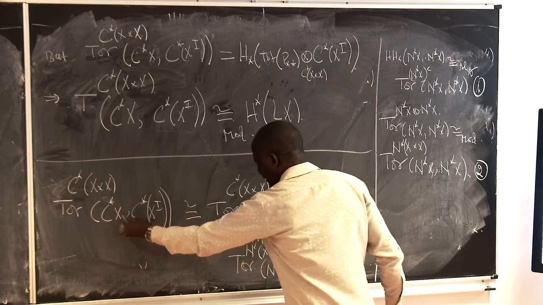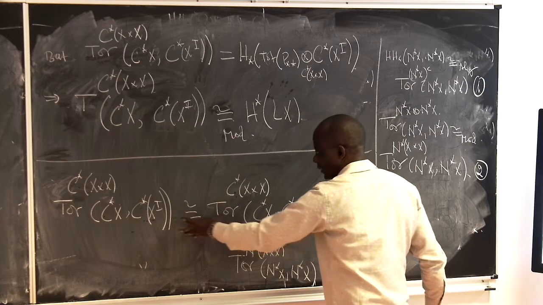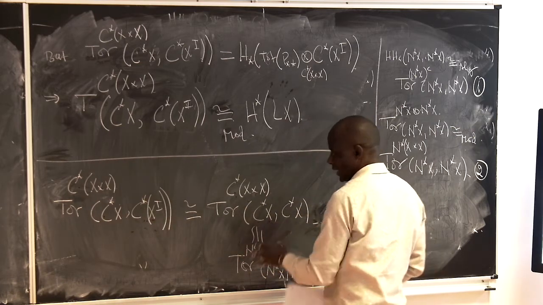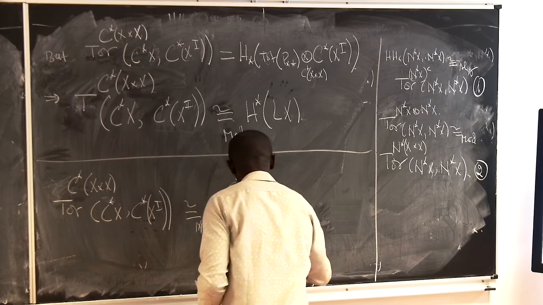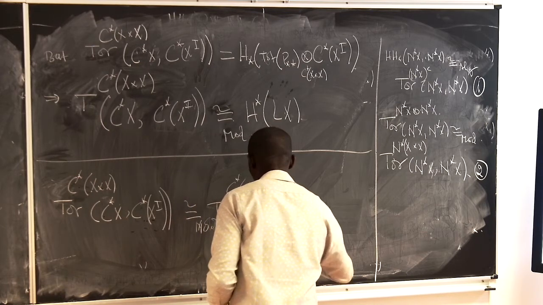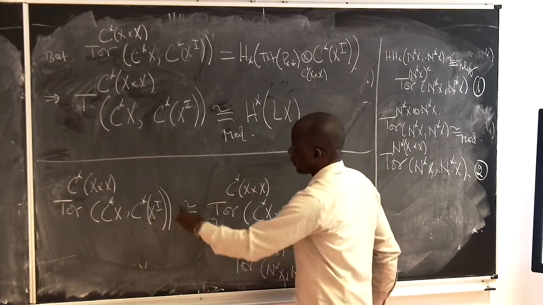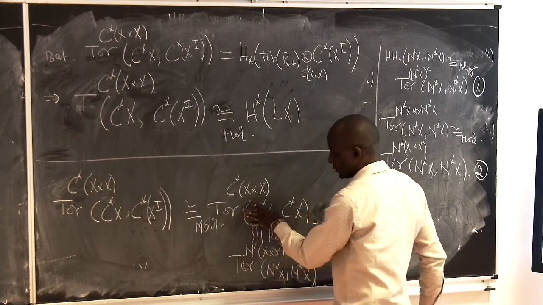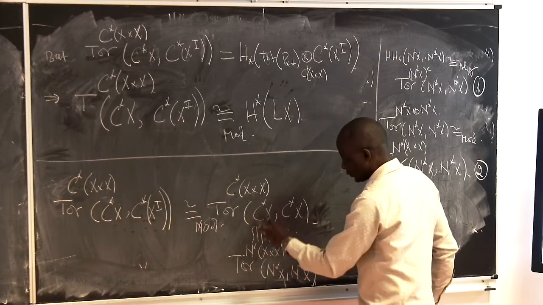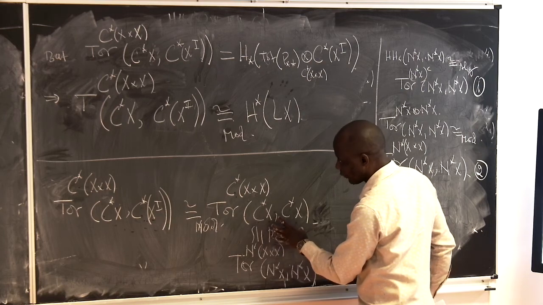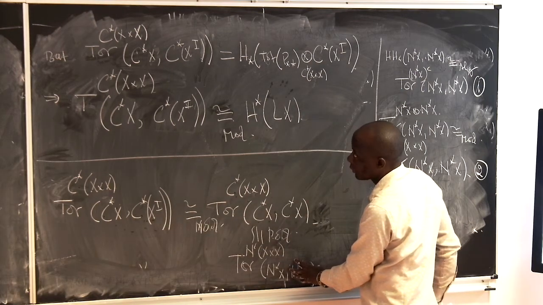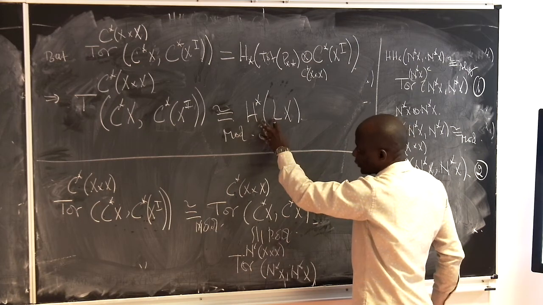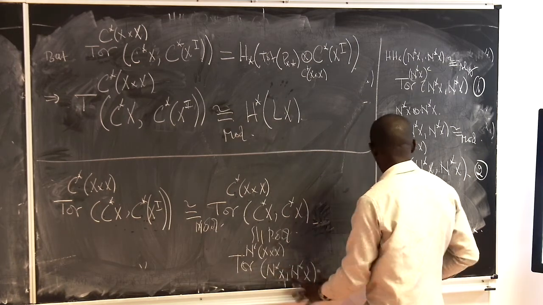So that we have this isomorphism here as module. So this is isomorphic to this as module. This is also isomorphic to this as module. So finally we have this isomorphic to this as module. So our free loop space cohomology is isomorphic to this as module. This is the fourth relation.